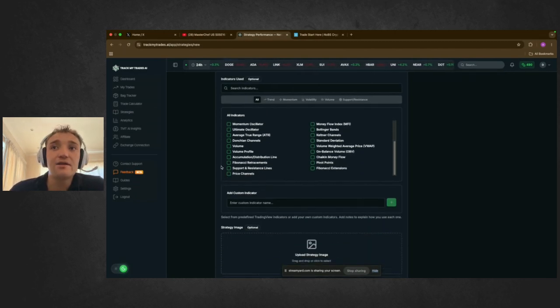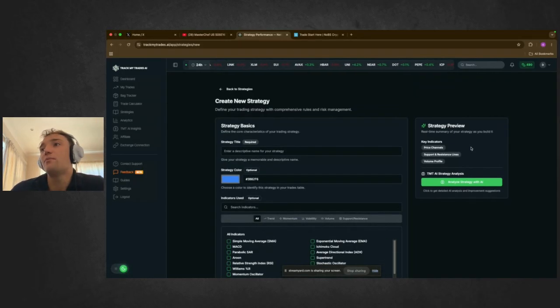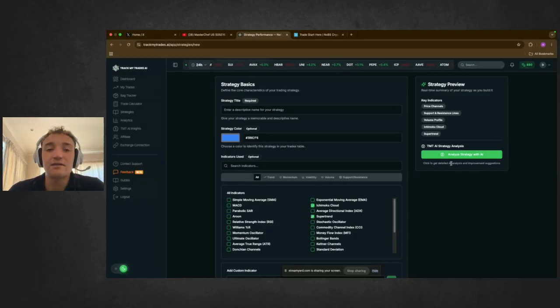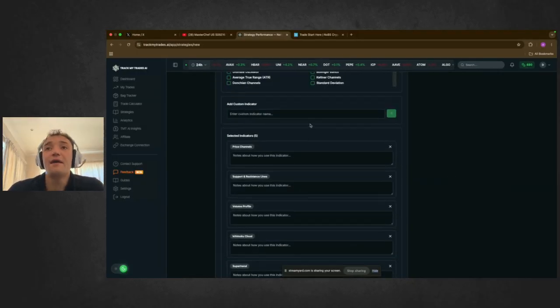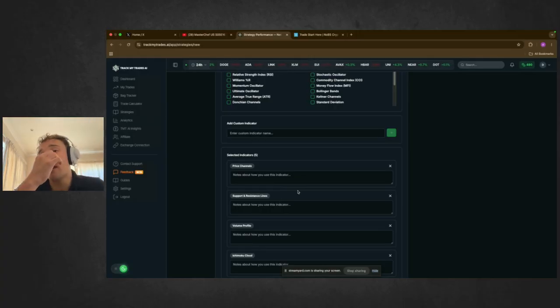You come and add it here by just clicking over here. And then you can see in the top right, it will show you all your key indicators and what you've clicked, and this will analyze the strategy with AI, right? Once you come down over here, let's say you're looking for support and resistance lines. You also write a little note on what the indicator is going to do. For this one, you would say, I'm looking for a higher time frame demand and supply zone, right? And then you would add that to the volume profile.